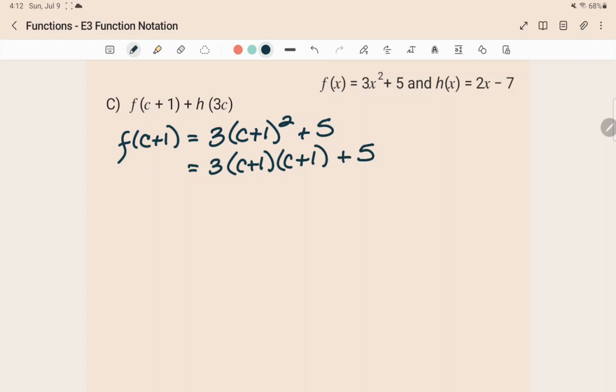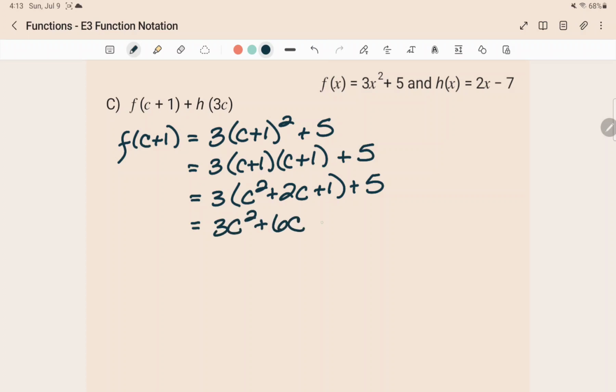I can distribute the 3 now, or I can wait. My preference is to wait, because I know that c plus 1 times c plus 1 is going to give me c squared plus 2c plus 1. I still have that plus 5 at the end. And now when I distribute, I get 3c squared plus 6c plus 3, and then I still have my plus 5. Again, we combine like terms. I have a 3 and a 5 here. So my final answer becomes 3c squared plus 6c plus 8. All right, part 1 complete.